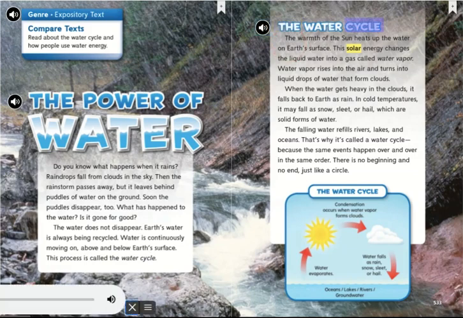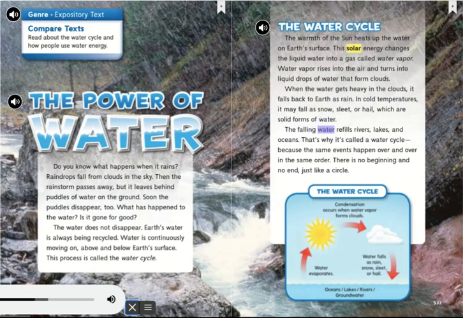The water cycle. The warmth of the sun heats up the water on Earth's surface. This solar energy changes the liquid water into a gas called water vapor. Water vapor rises into the air and turns into liquid drops of water that form clouds. When the water gets heavy in the clouds, it falls back to Earth as rain. In cold temperatures, it may fall as snow, sleet, or hail, which are solid forms of water.